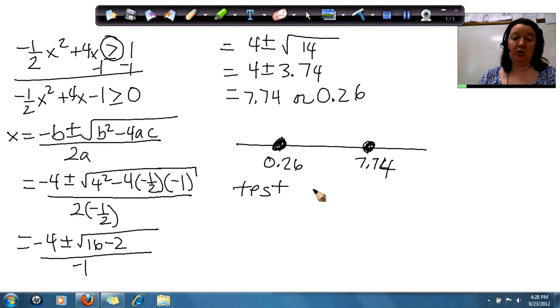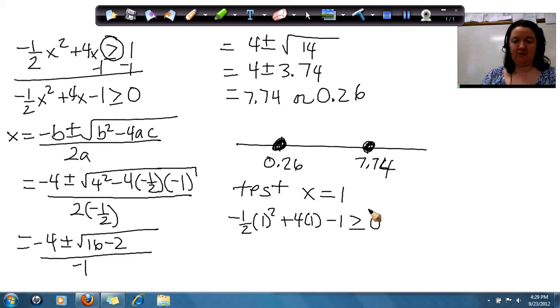Well, let's try 1. That's probably the easiest thing, that's closest there and lies within it. We take 1 and plug it into this equation. We have a negative 1 half times 1 squared plus 4 times 1 minus 1. Let's see if it's really greater than or equal to 0.